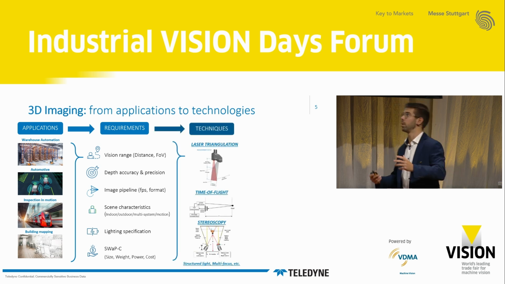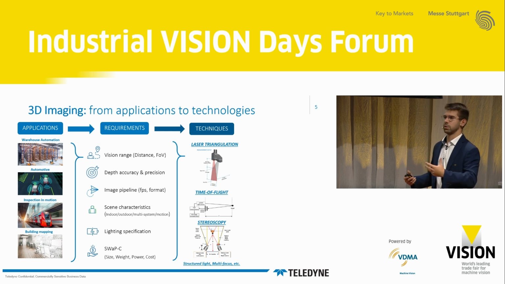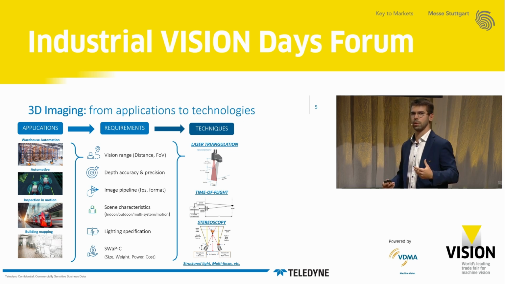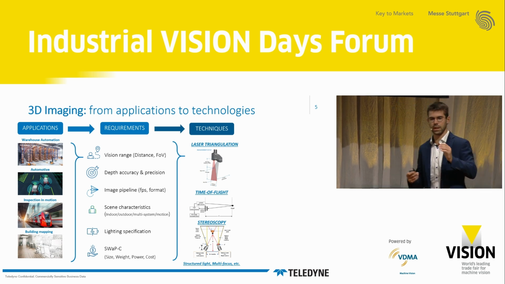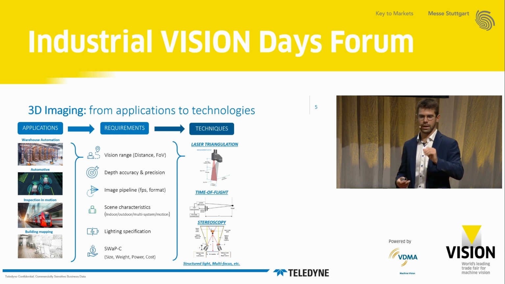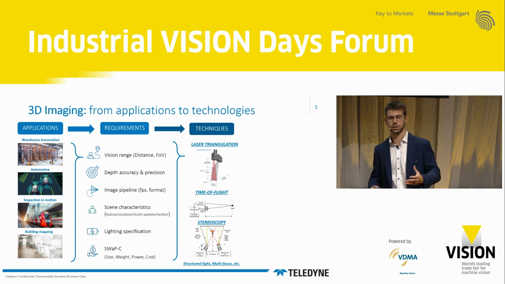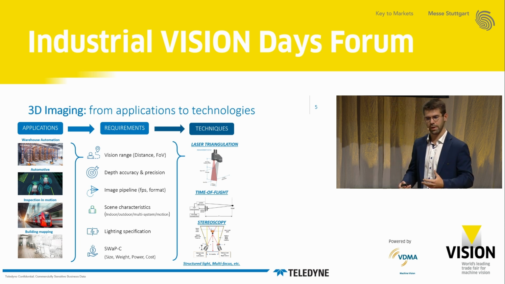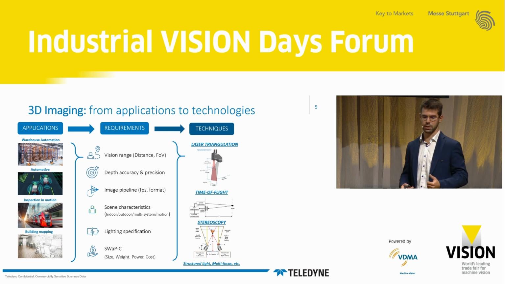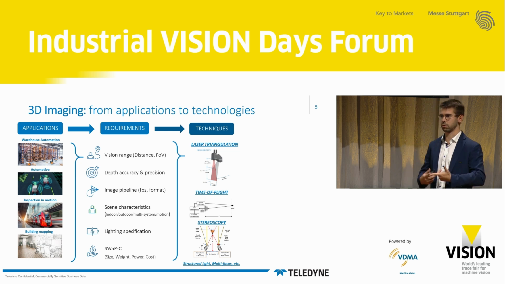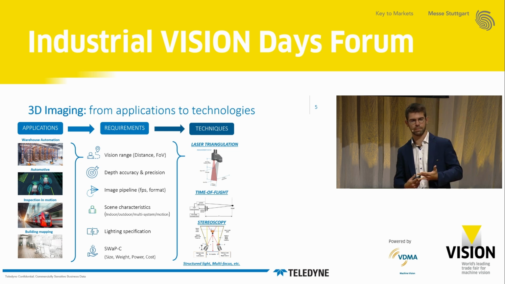So once these requirements have been identified, one can derive the application into a most suitable technique. So here we list some examples. Laser triangulation is a 3D technique that is very suitable for very high precision levels down to the micrometer, inspecting moving objects at short ranges. But then, for example, if one needs to go to further ranges in changing light conditions, then time of flight is also a very good option. There's also stereoscopy, very popular for middle ranges, which is a passive technology. And there's many other examples, like structured light, like multifocus, light field.